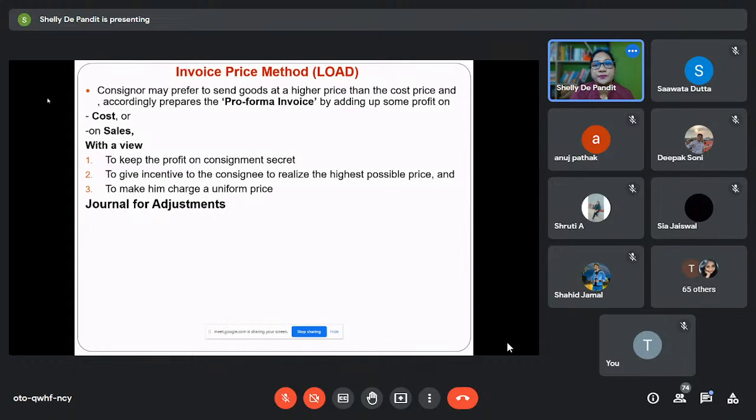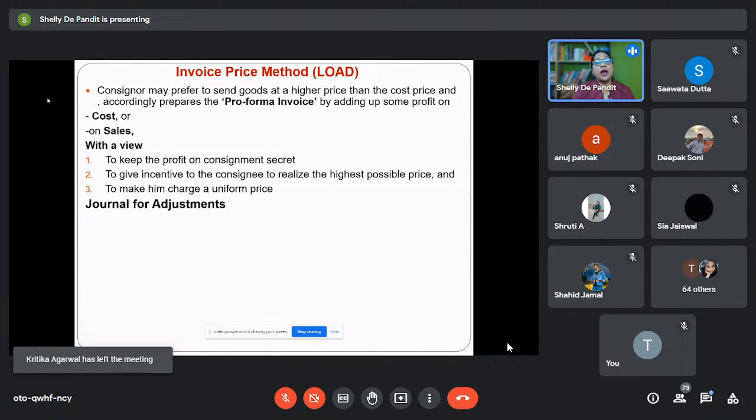But you remember, that kind of profit can be added on cost or on sales. In our example, we took that the load is added on cost. That means what? 100 is the cost. You have added 20. So you add 20 on cost and your invoice price will become 120. But it can be on sales. I'm coming to that point.